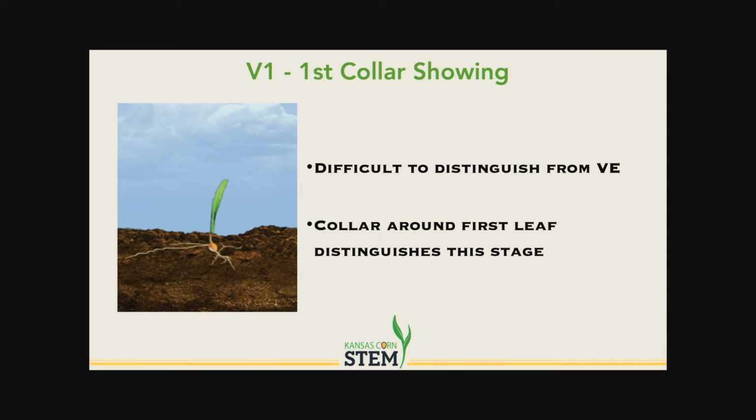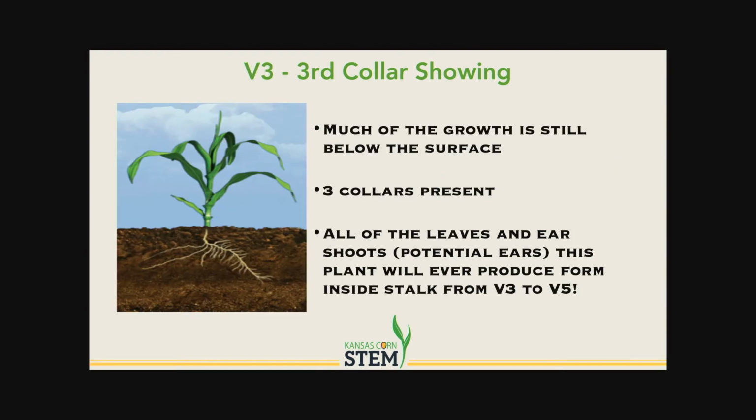Okay. The next one here is V1, where that first collar is starting to develop and show that leaf popping over, developing that little shirt collar. It's really hard to distinguish from the emergence stage right here, but we do see that collar on that first leaf.